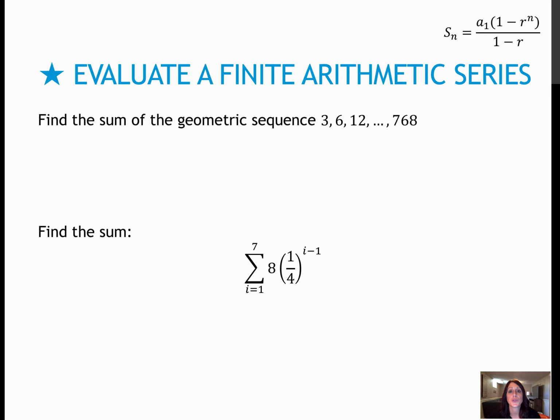Here are 2 for you to try on your own, so try them both and then press play to check your work. So again, looking at this one, very similar to the last question that we did, we don't know what number of the series that is.